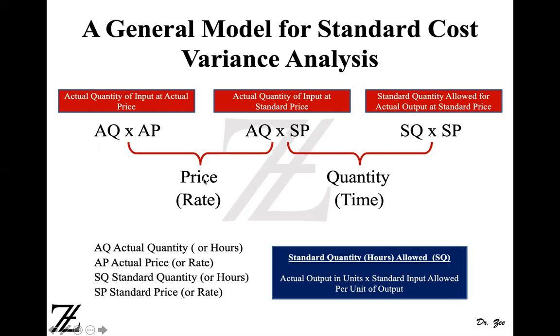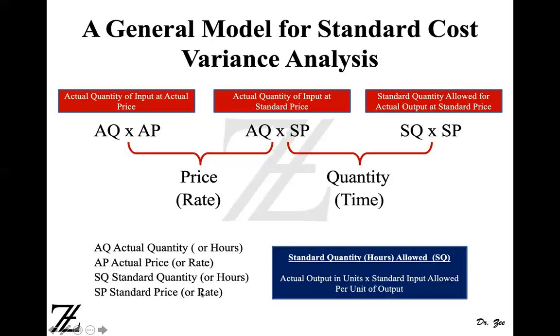This could be the price variance, also known as rate variance. If it's a labor variance, it's a rate. If it's an overhead variance, it's a rate. It's a quantity variance if it's a material. It's a time variance if it's labor, or a time variance if it's the overhead variance, right? Or you can also call it the efficiency variance. So the AQ in this case is the actual quantity or hours. AP is the actual price or rate. SQ is the standard quantity or hours. SP is the standard price or rate.